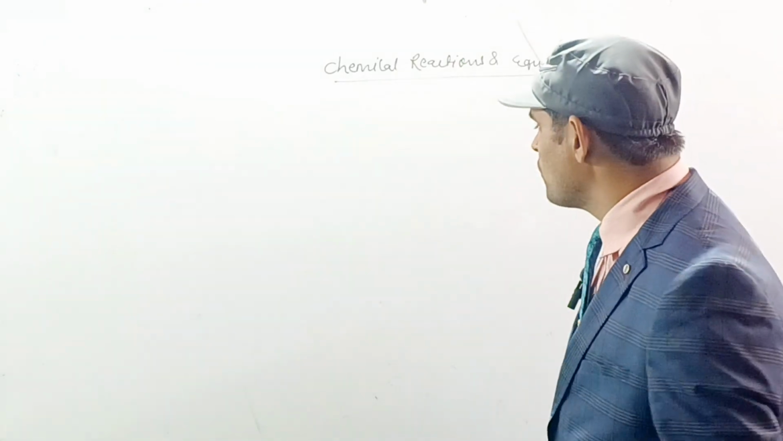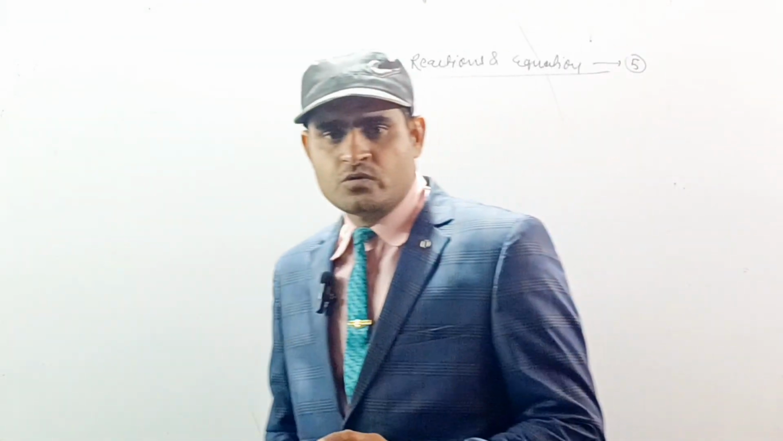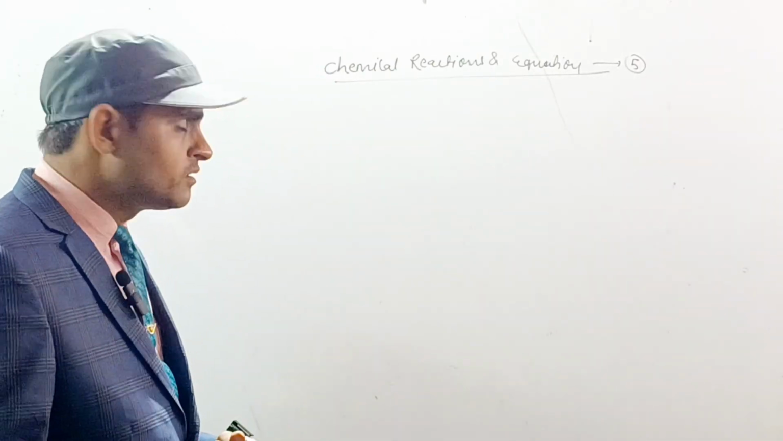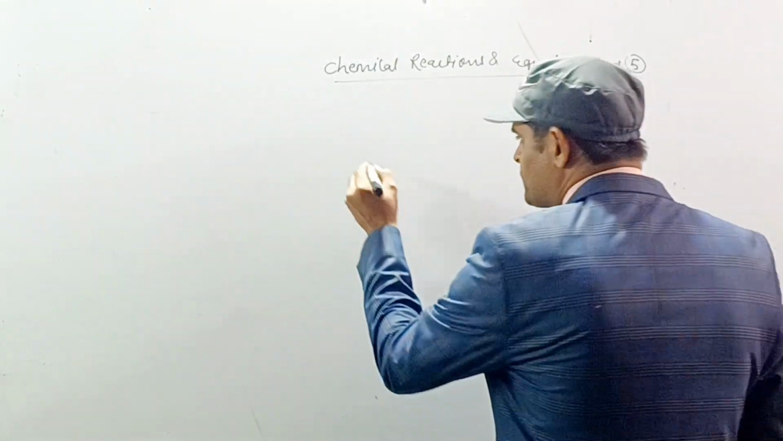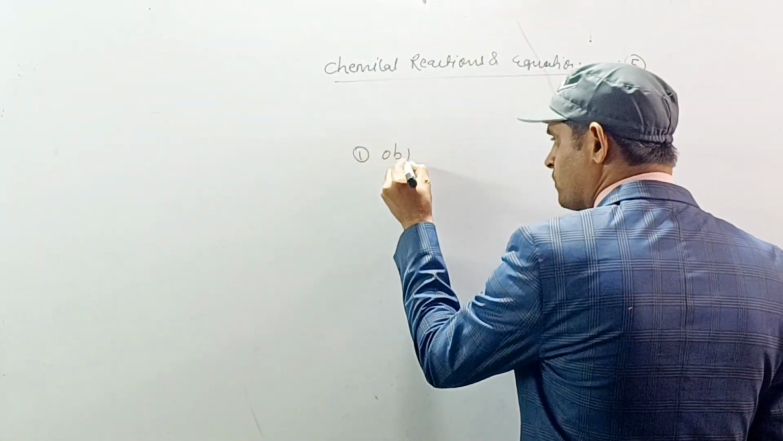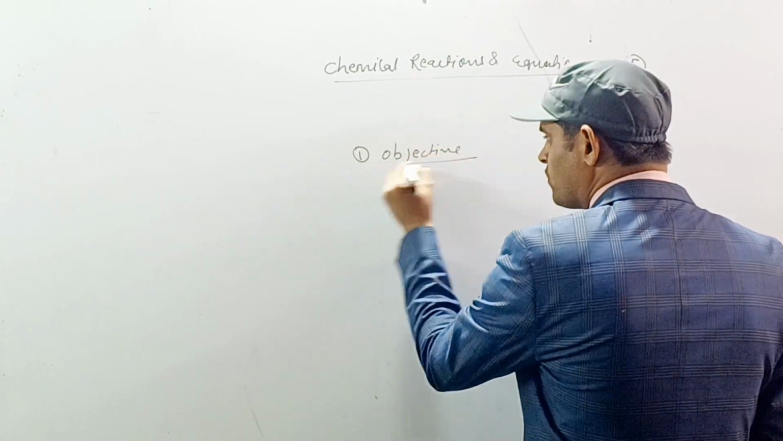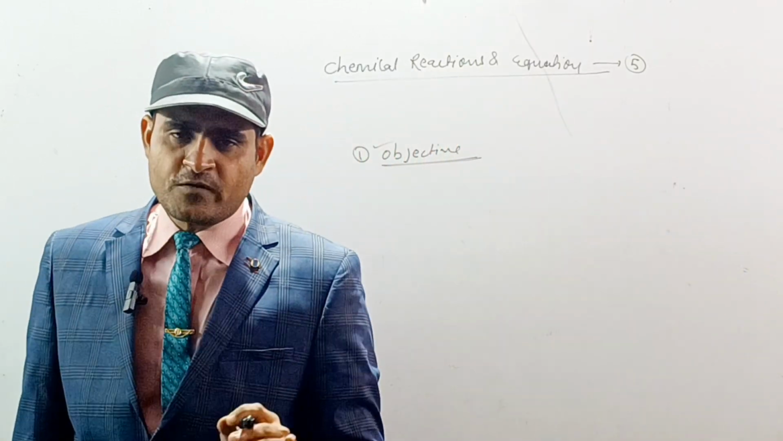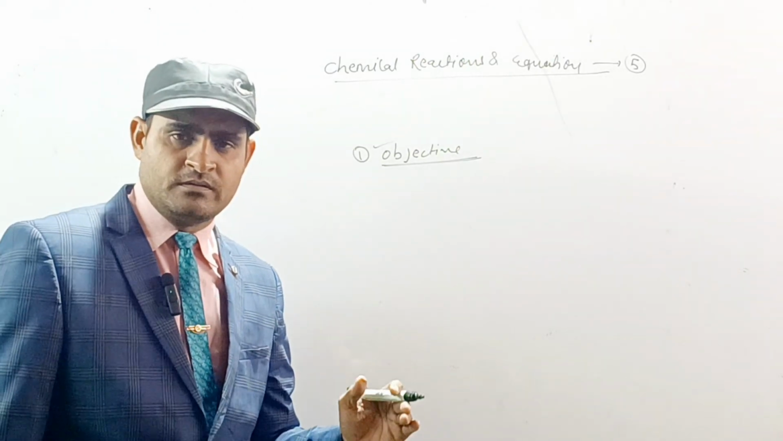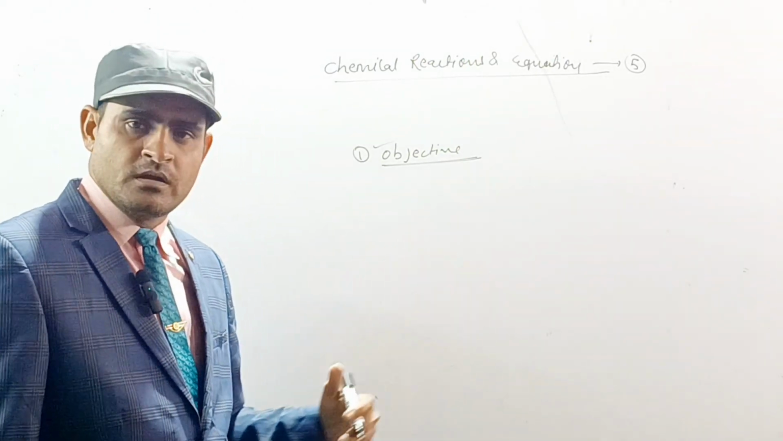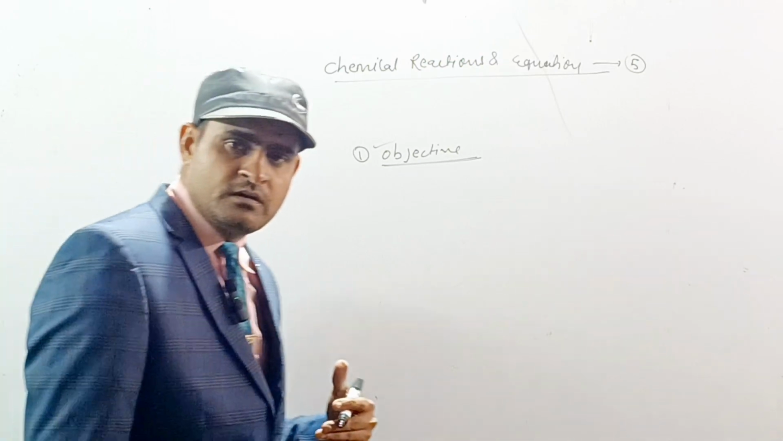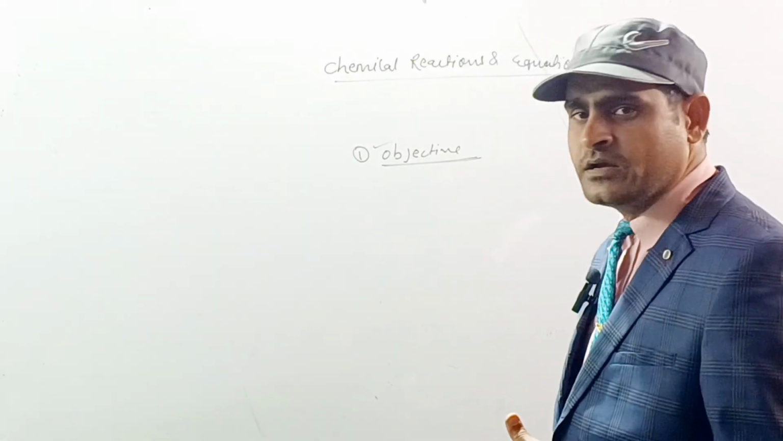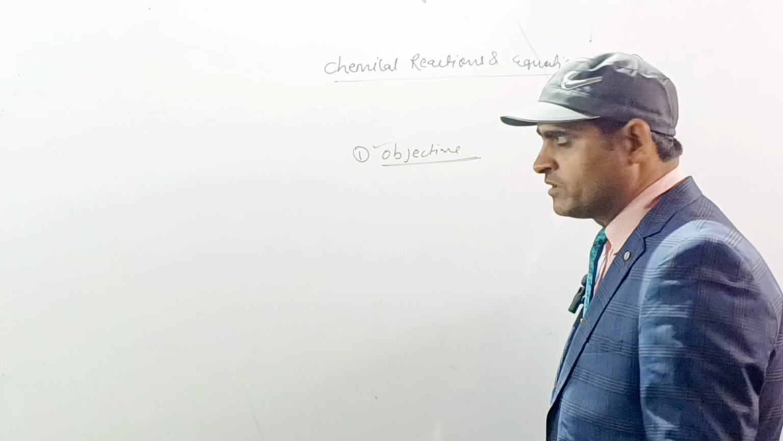Now, what questions will be given in the examination? The first type is objective. Objective means a chemical equation of a reaction will be given in the examination, and we have to find out what kind of reaction occurred in the above reaction.